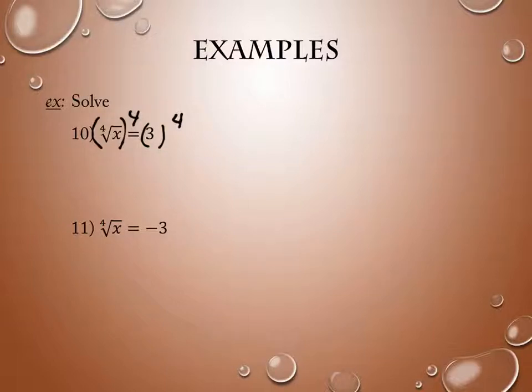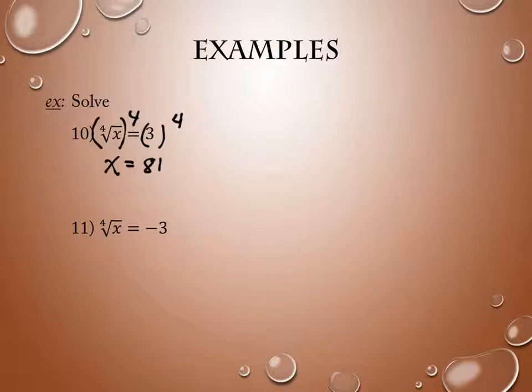So, on the left-hand side, the fourth root of x to the fourth is x. That's kind of the whole point. What is 3 to the power 4? It's 81. Okay? All good?